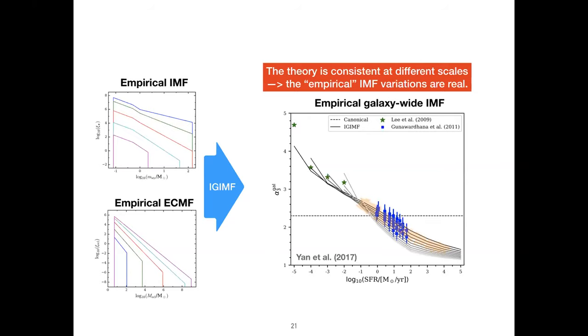So the point is, if you look at the evidence separately, it seems that you have other options to explain your observation other than the IMF variation. But when you look at the smaller scale and large scale together, it's very difficult to find an alternative solution other than the IMF variation.